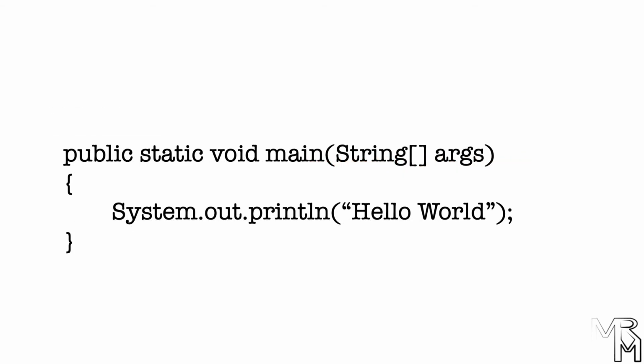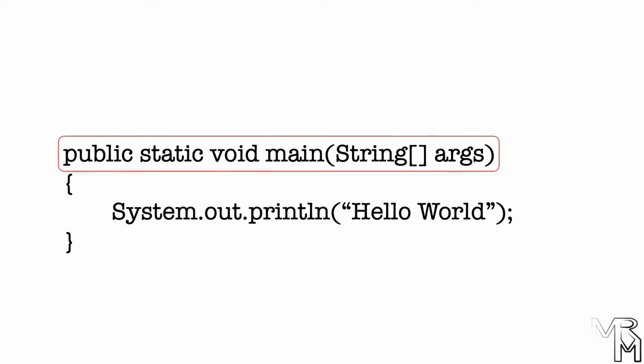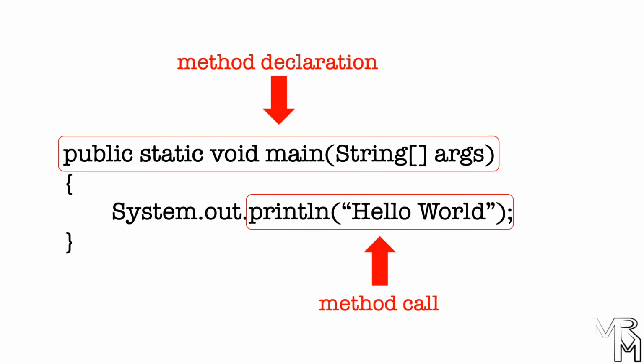The second thing about methods that I'd like to mention in this video is the difference between declaring a method and calling a method. This line of code, the header of the method, declares or creates a new method called main. And this part calls or uses another method called println. In other words, when you declare a method, you sort of create a to-do list for the computer. And when you call a method, you make the computer execute the to-do list.